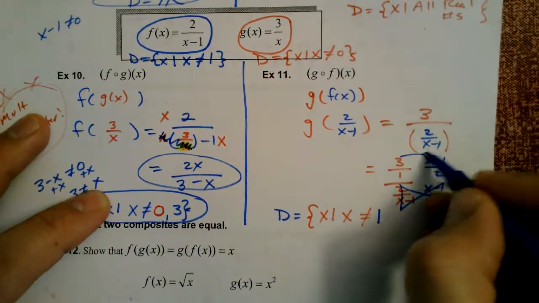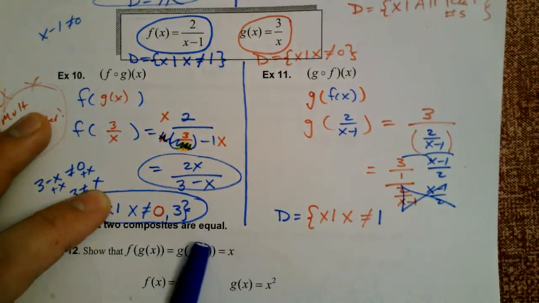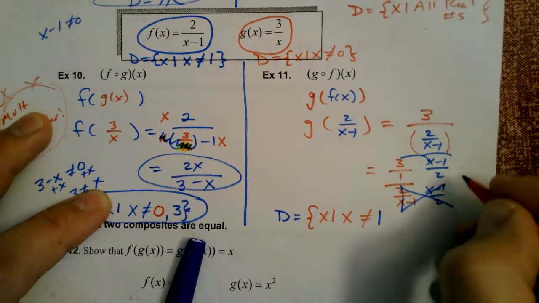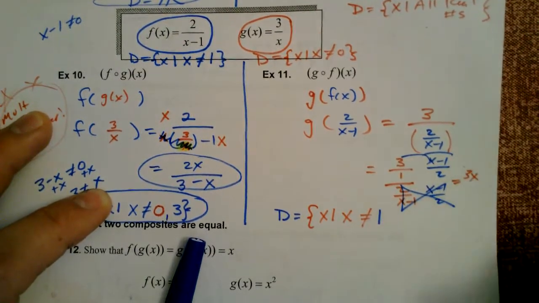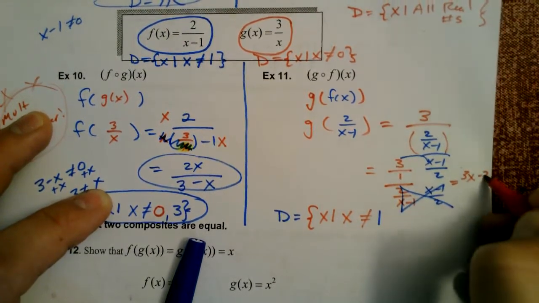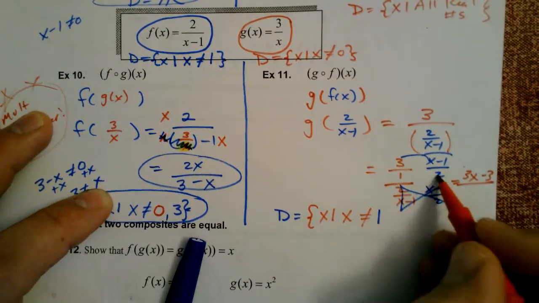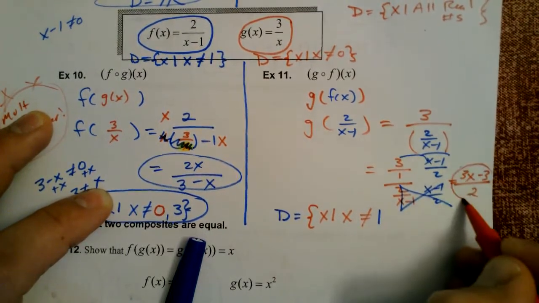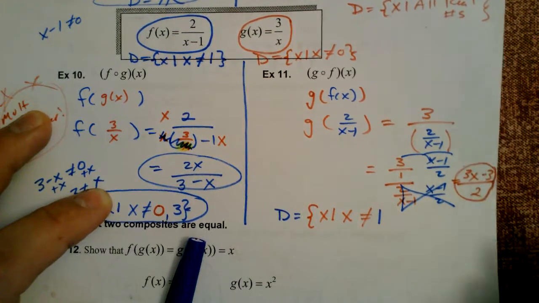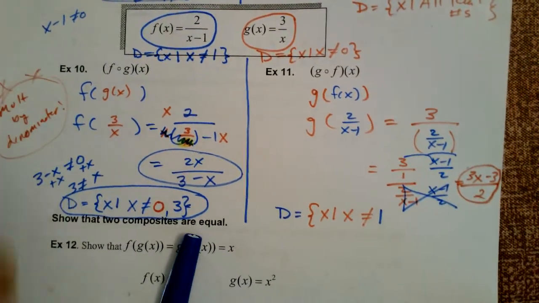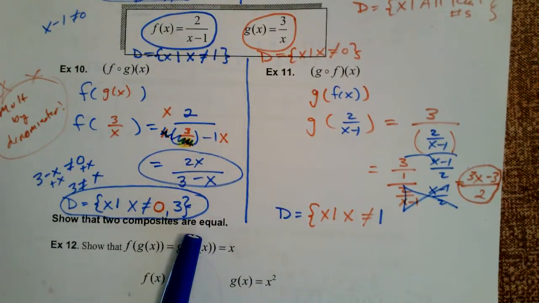And I can distribute here. 3 times x is 3x, and 3 times negative 1 is negative 3. And 1 times 2 is just 2. So my final answer is 3x minus 3 all over 2. Hopefully you guys can see that.